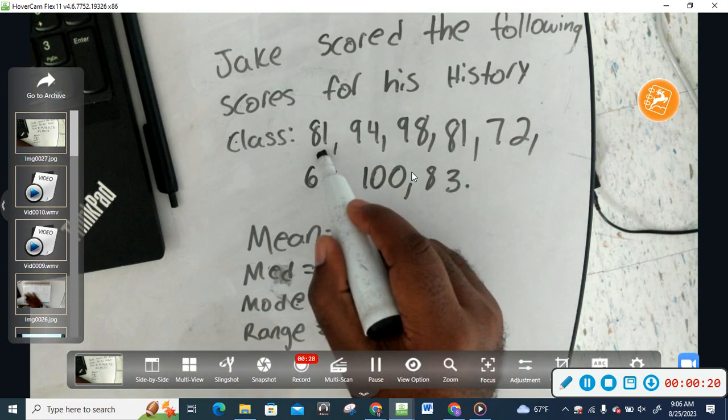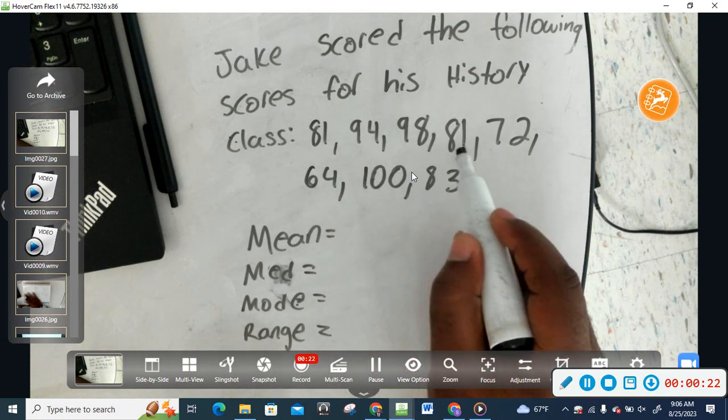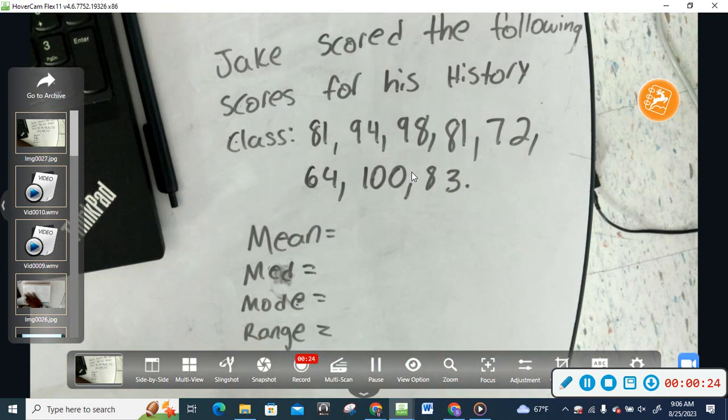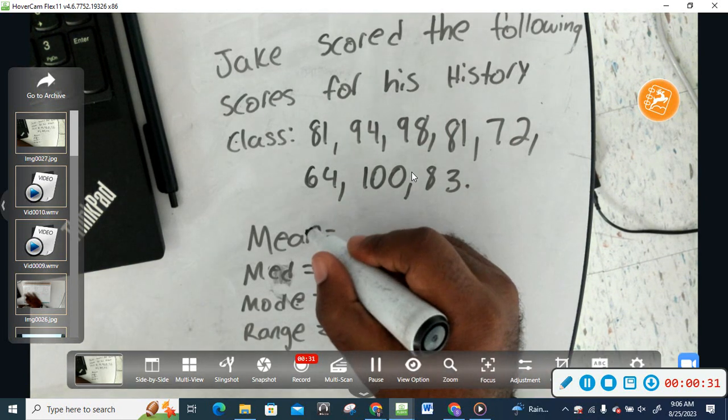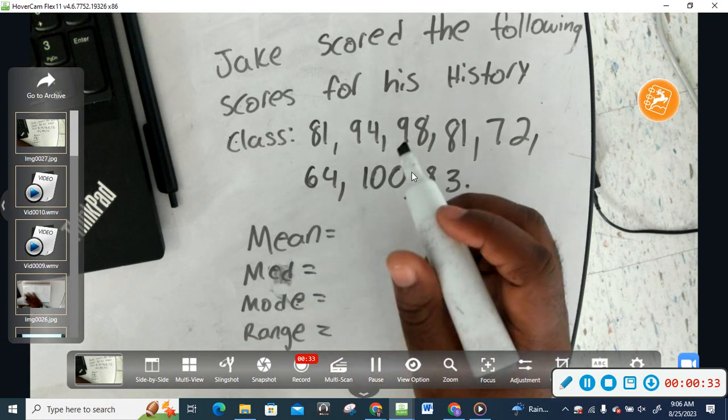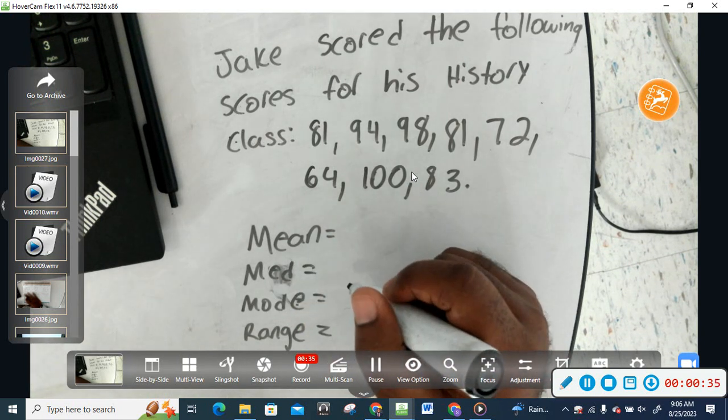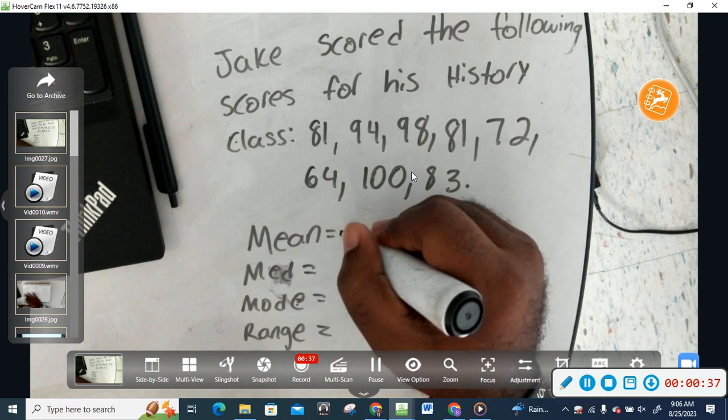Information. One, yep, good. 1, 2, 3, 4, 5, 6, 7, 8. Important information right there. So I know we got 8 different scores that we're dealing with. All right. First step of finding the mean. What's another word for the mean? Average. There we go. Mean slash average.